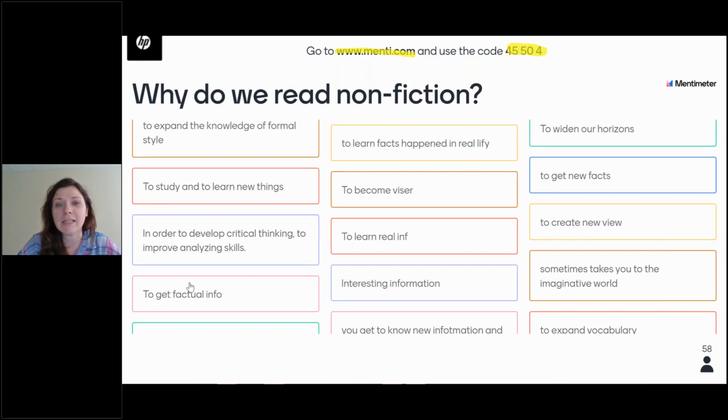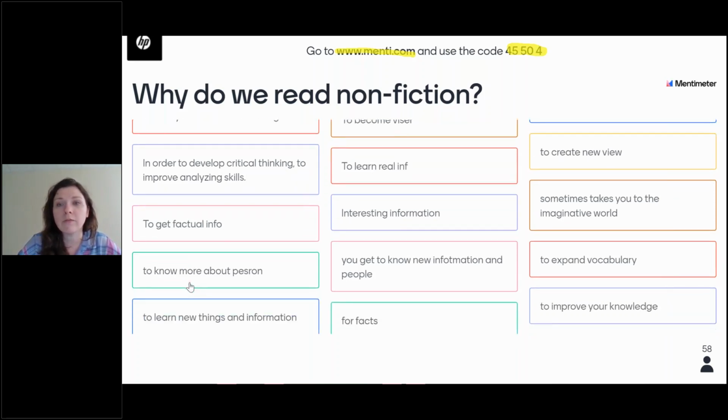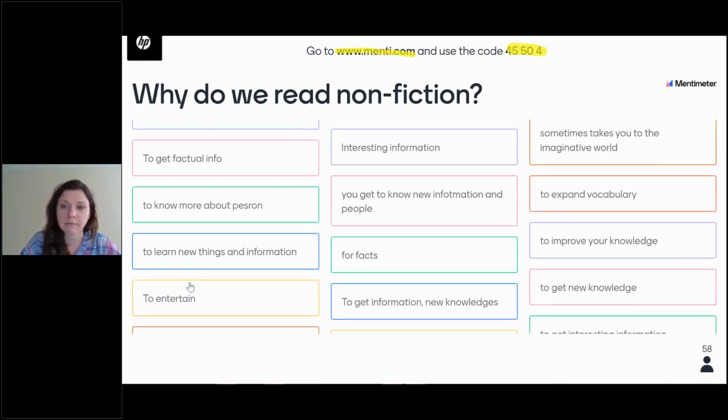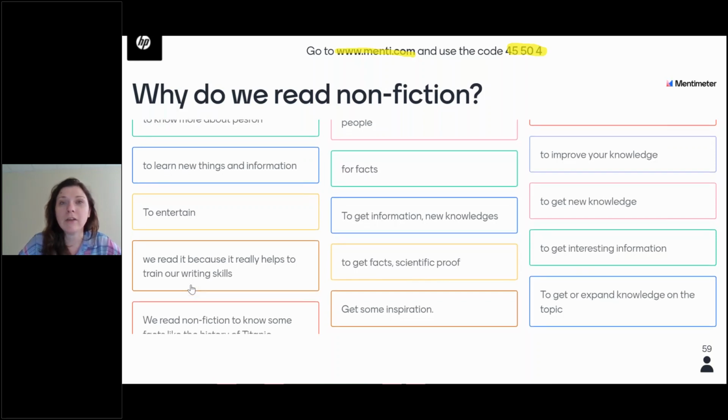Get factual info, right? Interesting information to the imaginative world. Probably yes. Maybe yeah. We can read about something that we've never heard about, right? And then make some conclusions, to expand vocabulary. That's right, and that was one of my points as well. To read it because it really helps to train our writing skills. Yeah, students can see great examples of great essays, of great articles, and when they need to pass the exam or they need to write something in their real life, they will remember those samples.